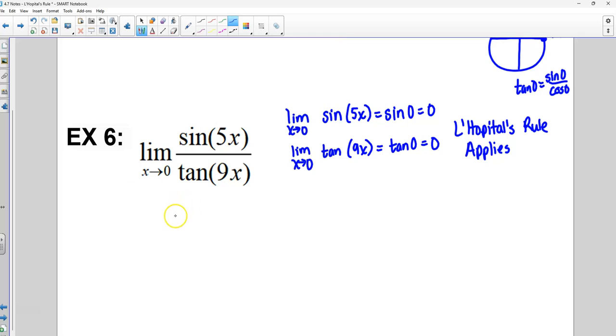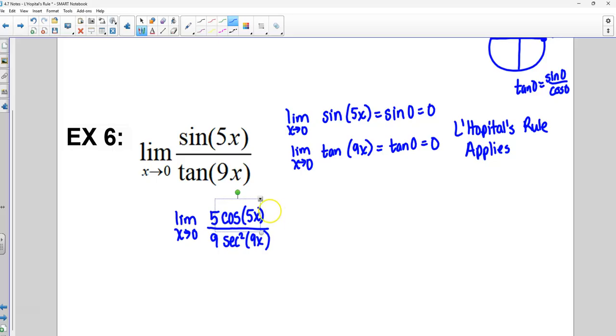Since L'Hopital's rule applies, we're just going to take the derivative of the numerator and the denominator. So what is the derivative of sine? Cosine. But what else do I have to do with this? Multiply it by 5. I'm going to write it out front here. Okay? What's the derivative of tangent? Secant squared. But what needs to go with it? 9, because this is a chain rule here.